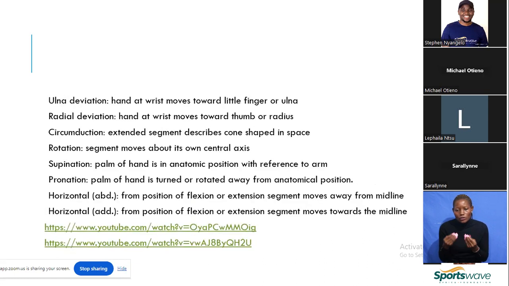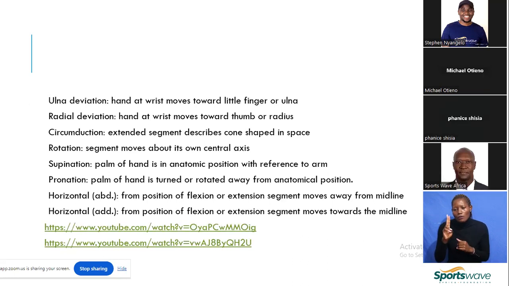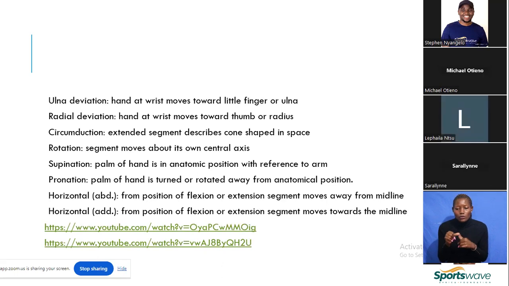We go a bit deeper there. Ulnar deviation, the hand and wrist move towards the little finger or ulna. Then radial deviation, the hand and wrist move towards the thumb or radius. Circumduction, when an extended segment describes a cone shape in space. That is circumduction. Remember, do not confuse it with rotation, because in rotation a segment moves about its own central axis.